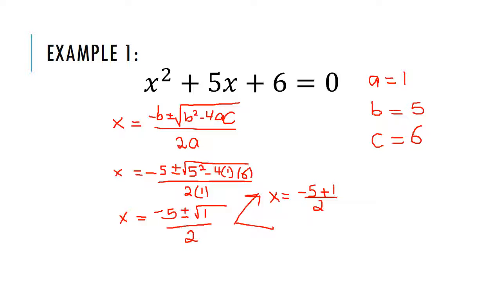And the second answer, or the second root, is x equals negative 5 minus 1 over 2. And if we try to find the final answer, negative 5 plus 1 over 2 is negative 2, and negative 5 minus 1 over 2 is negative 3. So the solutions are x equals negative 2 and x equals negative 3.